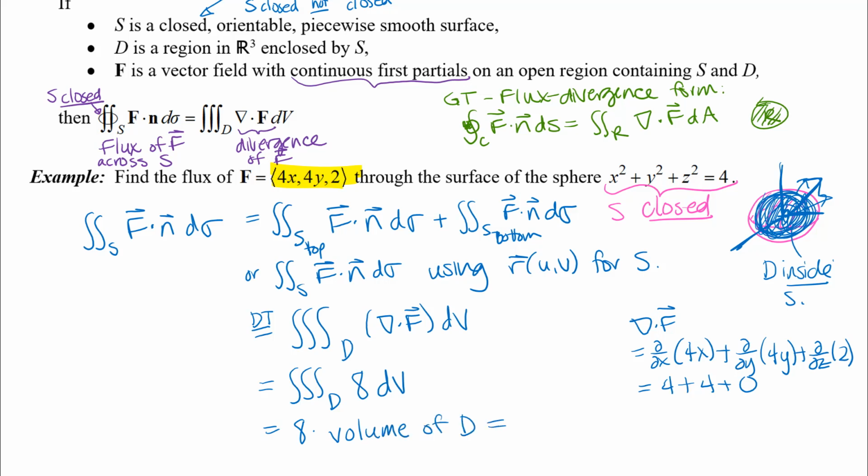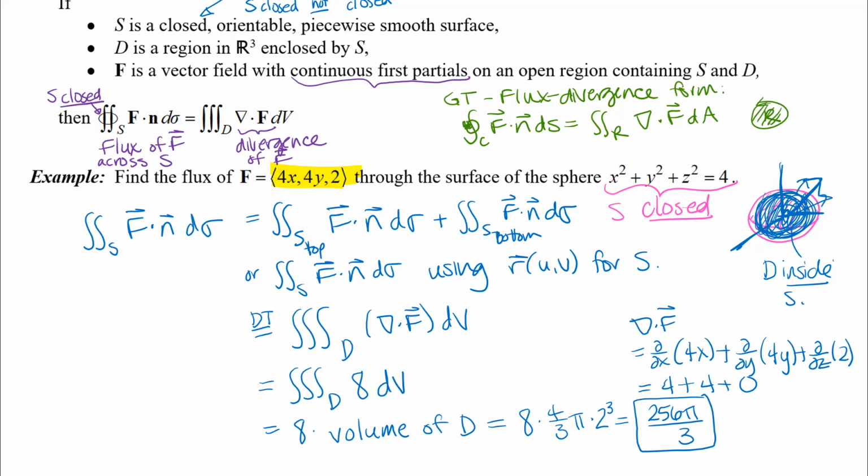And D is a region that you know how to find the volume of. The volume of a sphere is 4/3 pi times the radius cubed. All right, so when I simplify that, I get 256 pi over 3. All right, so I have positive flux, which means that the net flow of the vector field across the surface of that sphere is outward in the direction of n.